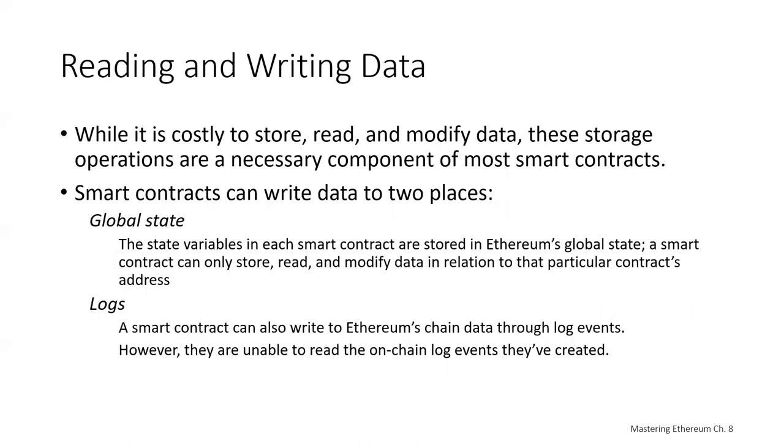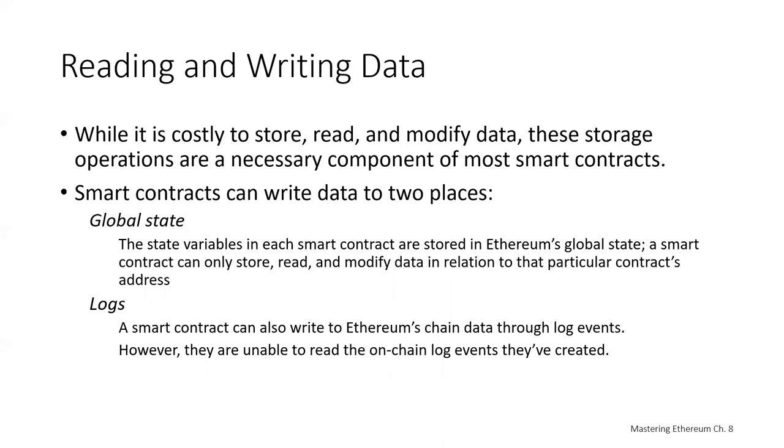Let's talk about reading and writing data. While it's costly from a gas perspective to store, read, and modify data, these sorts of storage operations are a necessary component of most smart contracts that execute in the Ethereum virtual machine. Smart contracts can write data in two places. They can write it to the global state and to the logs. From a global state perspective, the state variables in a given smart contract are stored in Ethereum's global state. A smart contract can only store, read, and modify data in relation to that particular contract's address. Smart contracts can't read or write data to other smart contracts.